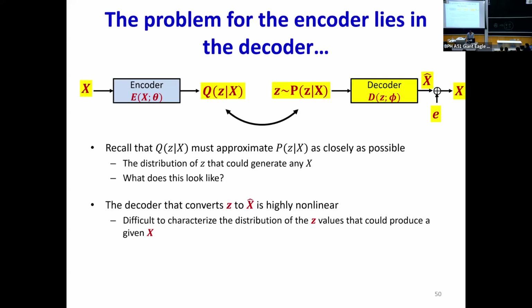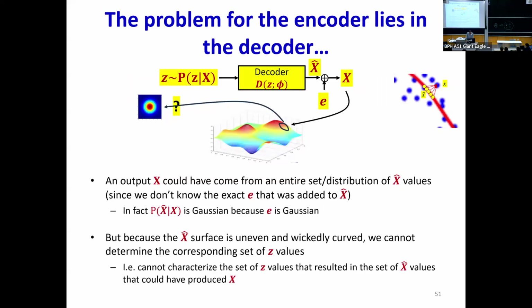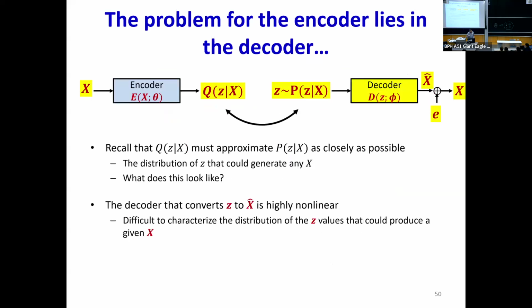We'll get back to that. But then we want Q to have a form that is as similar as possible to the probability distribution of P. Q of Z given X is approximating P of Z given X, right? What does P of Z given X look like?